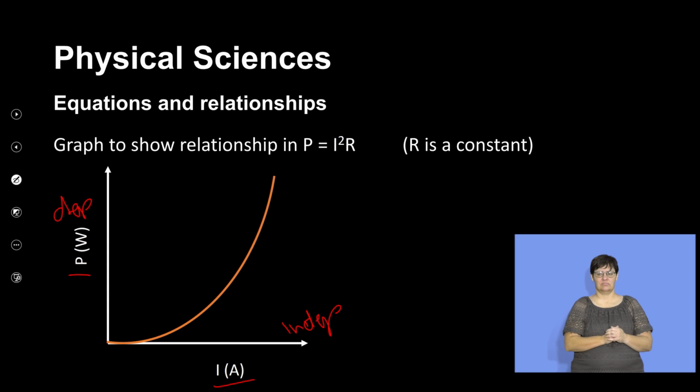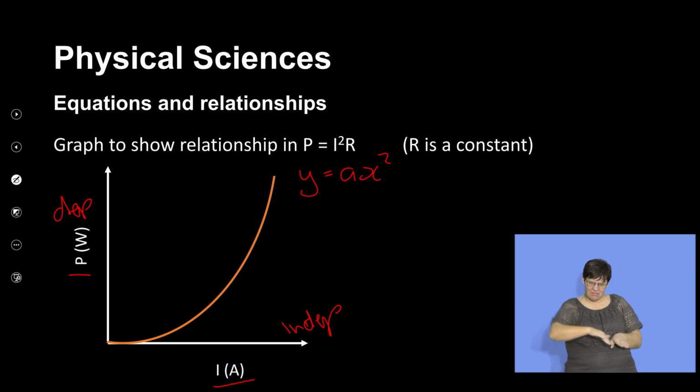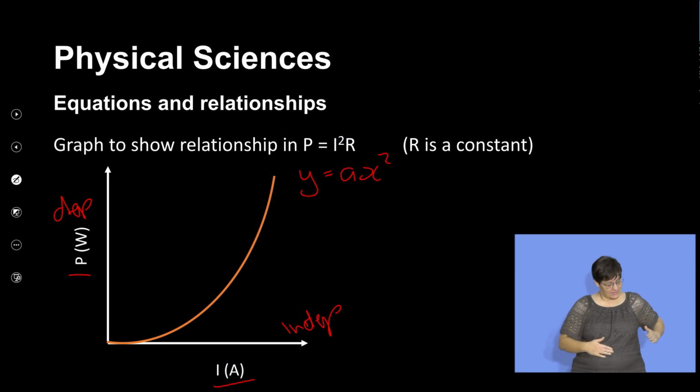Even though it looks a bit like a parabola, we can never really tell. It's in the form of y equals ax squared. So it looks a bit like a parabola, but we can't be sure because curves are funny. Never worry too much about curves. What you want to look for is a straight line.